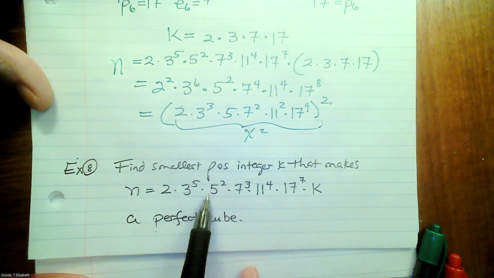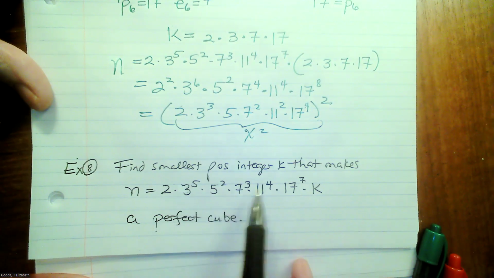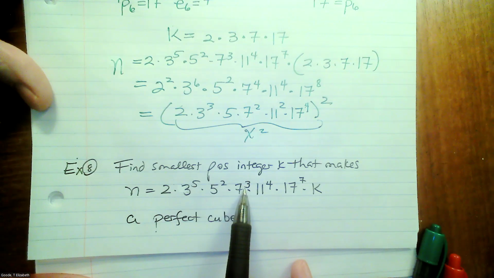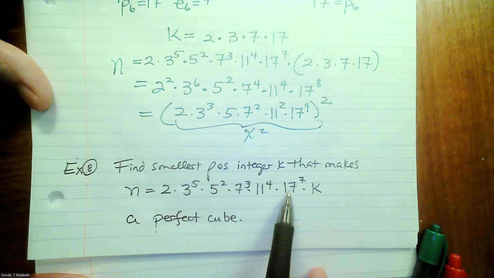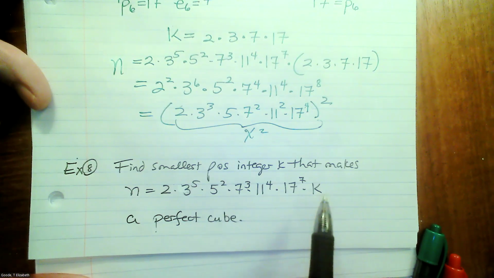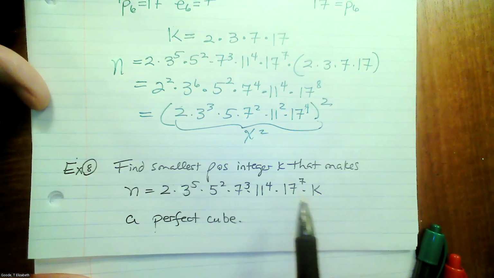And how many copies of 5? 1. How many copies of 7? You're fine. How about 11? 2. How many? 17? 2. Exactly. You got it. A perfect cube, yeah.